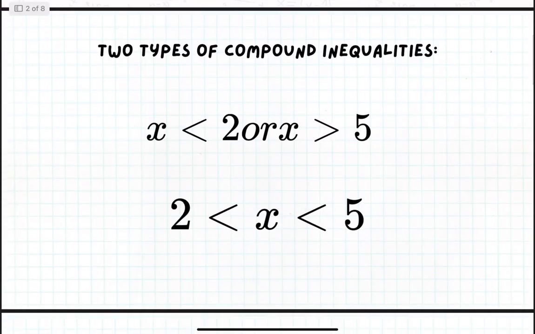So there are two types of compound inequalities. We have OR statements, and we have where x is going to be between two numbers. For example, x is less than 2 or x is greater than 5. And now the second type of compound inequality is where x is going to be between two numbers. For example, here x is between 2 and 5, where x is greater than 2 but also less than 5.